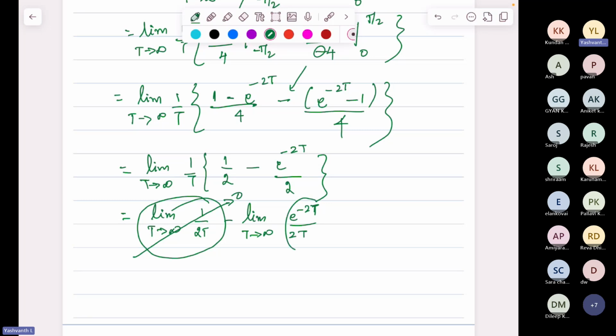As t tends to infinity, this is a form of what? e power minus infinity is 0, so it is a 0 by infinity form. What is this? An indeterminate form. So what to do? Can anyone tell me what to do? How should I compute the limit?